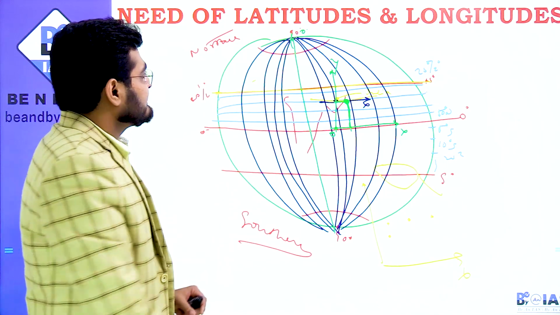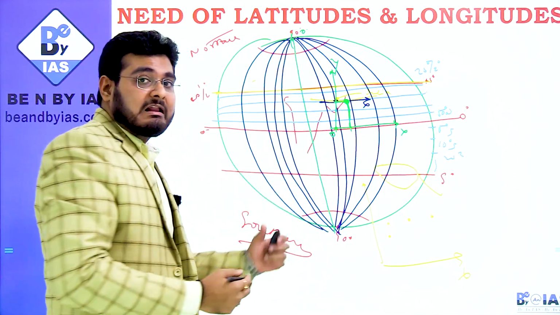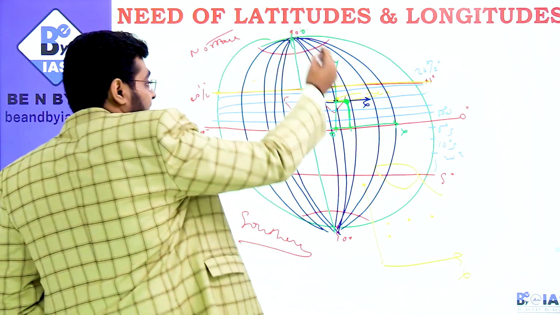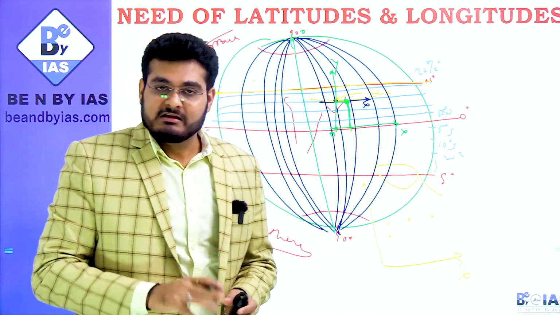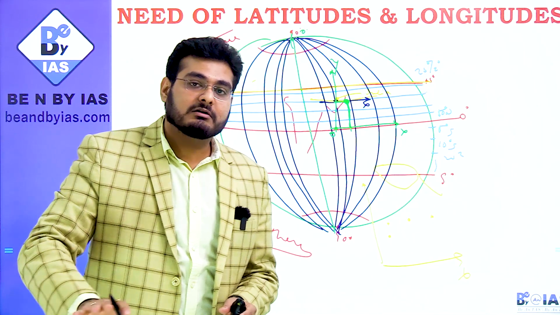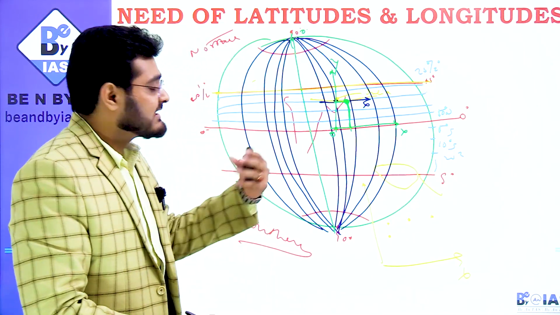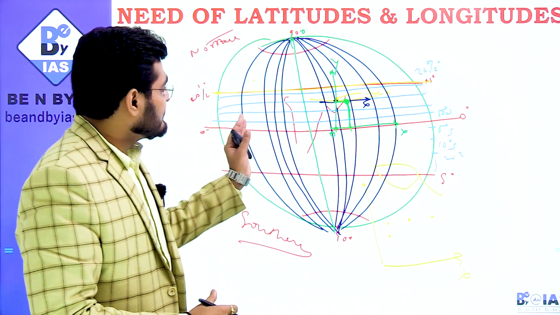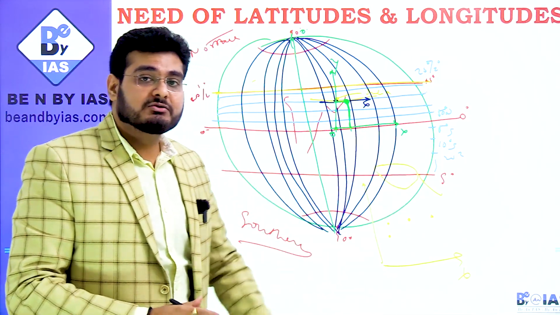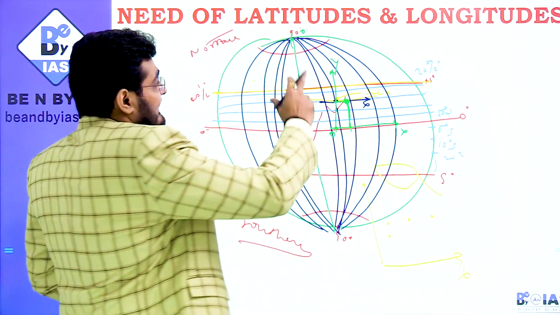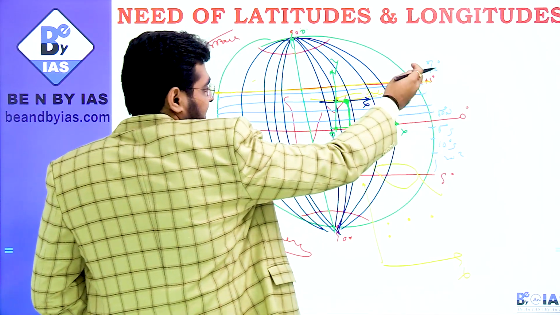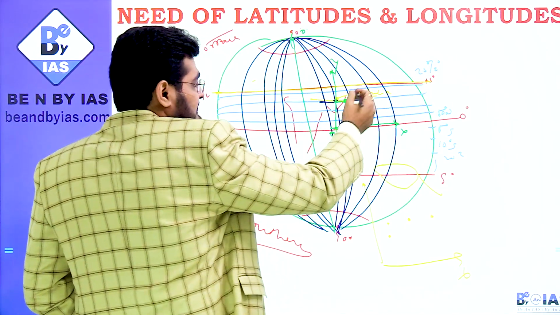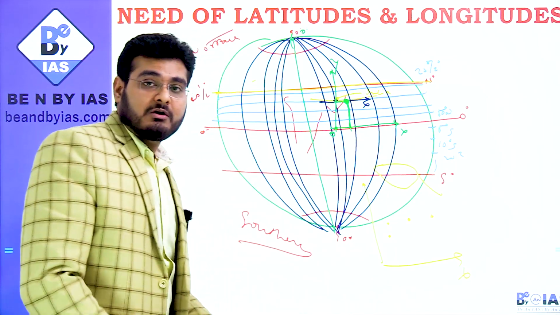Now say for example, if the 0 degree wouldn't be passing through London, if it would have been passing through India, the whole time system of the world would have been different. The sun would have risen at the same time and everything, but the degrees of the longitudes would have changed. Latitudes would have remained the same because of the equator, and longitudes would have changed because the degrees of the longitudes would have been different.